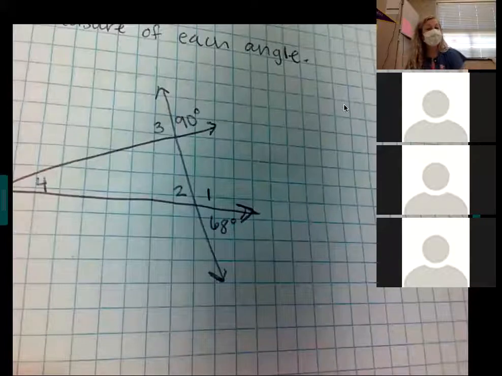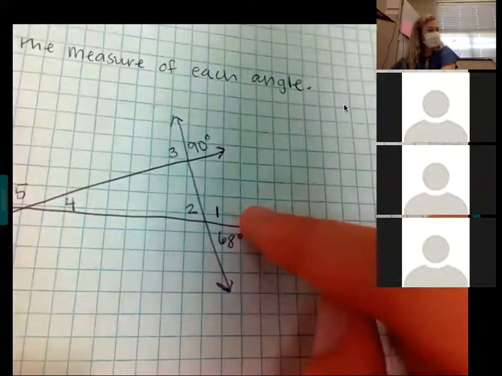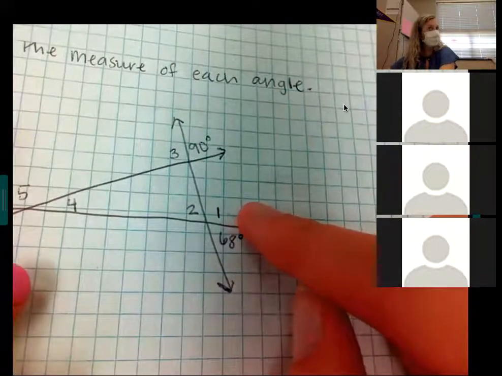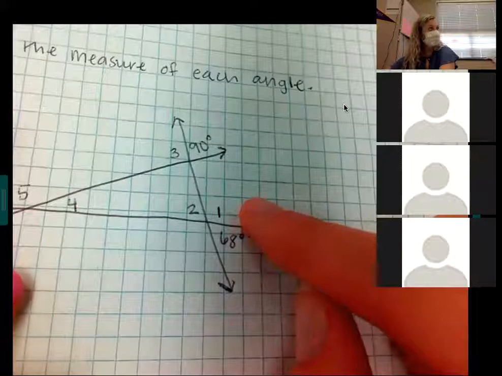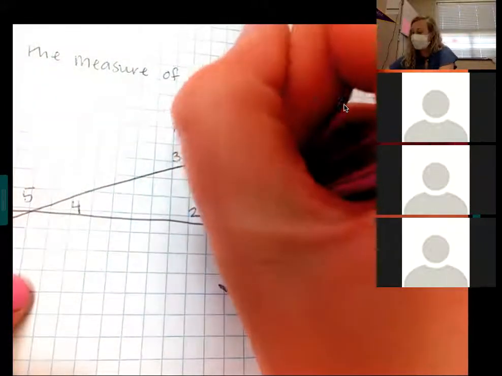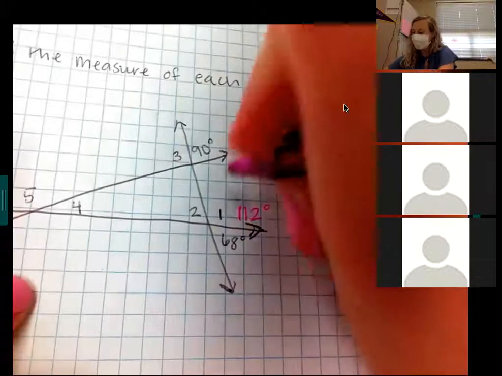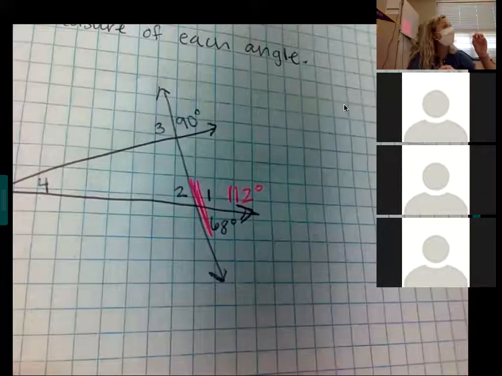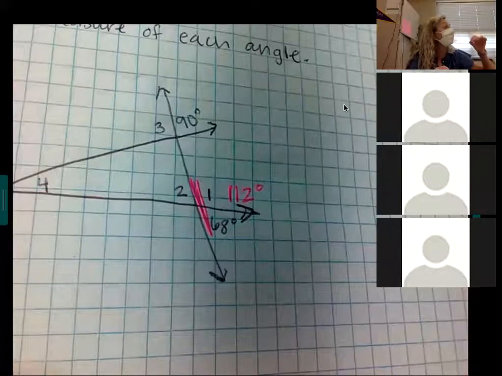Okay, Evan, you're new. What'd you get for 1? Be careful. Angle 1? 90. What you got, Jaden? 112. How did you get 112? It's supplementary to 68. So they form a straight line, which means they should add to 180.